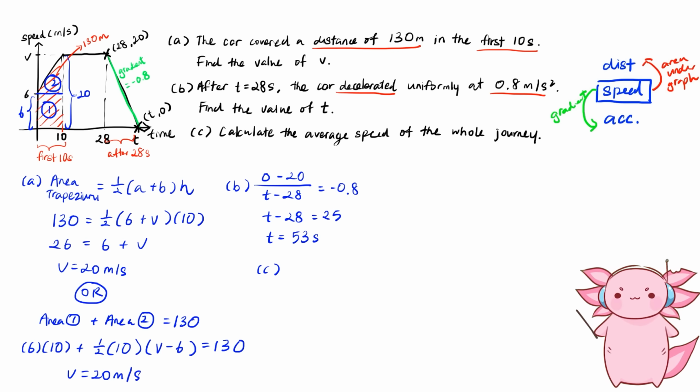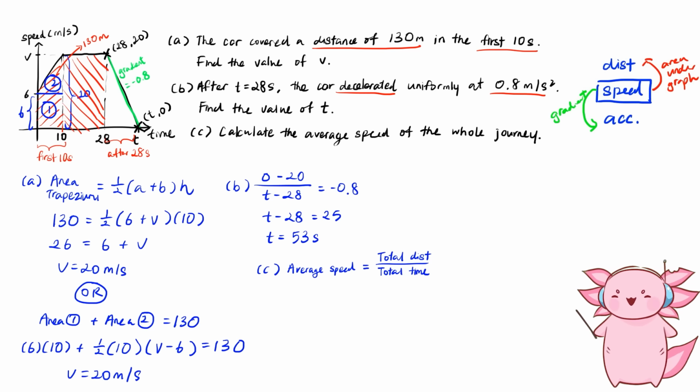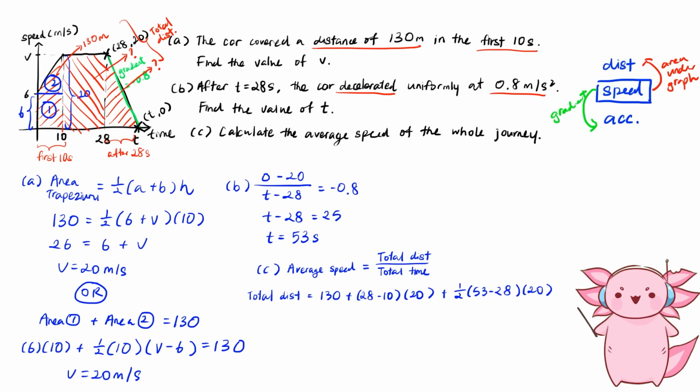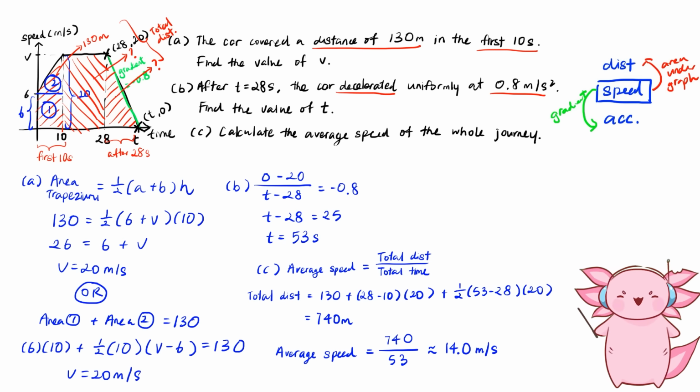Now for the last part, the average speed is the total distance over the total time, so let's work out these 3 areas separately and we add them up to get 740 meters. Then we just do 740 divided by 53 to get the average speed of 14 meters per second.